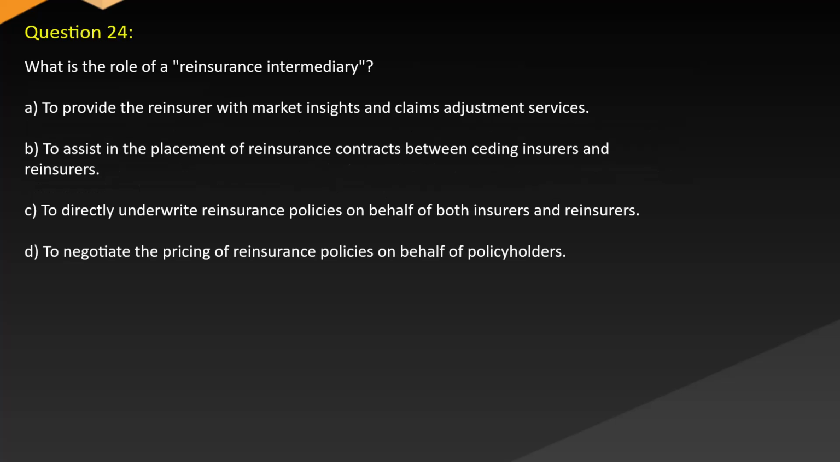Question 24. What is the role of a reinsurance intermediary? A. To provide the reinsurer with market insights and claims adjustment services. B. To assist in the placement of reinsurance contracts between ceding insurers and reinsurers. C. To directly underwrite reinsurance policies on behalf of both insurers and reinsurers. D. To negotiate the pricing of reinsurance policies on behalf of policyholders.